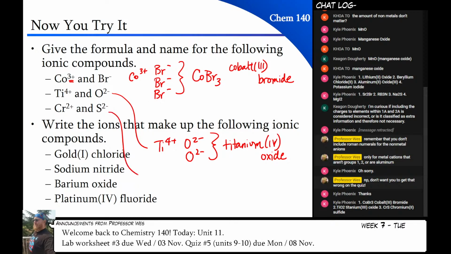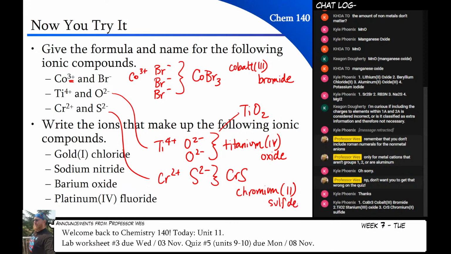And then finally, this one down here, we've got chromium with a 2+ and sulfide. Those charges balance, so we could just go CrS. Oh, I didn't do the formula up here. This formula was TiO2. Back down here, we got chromium 2 sulfide. Lost part of my I, the letter I, not my organ. Alright, so that's the top part.